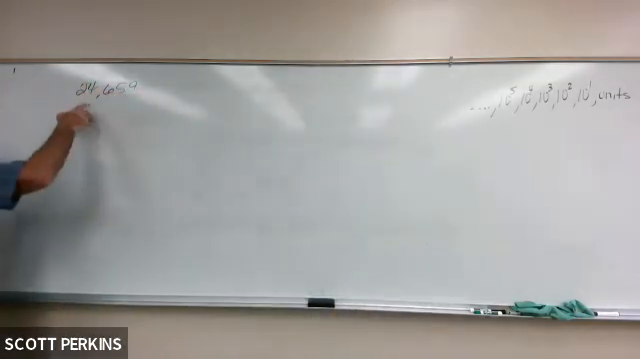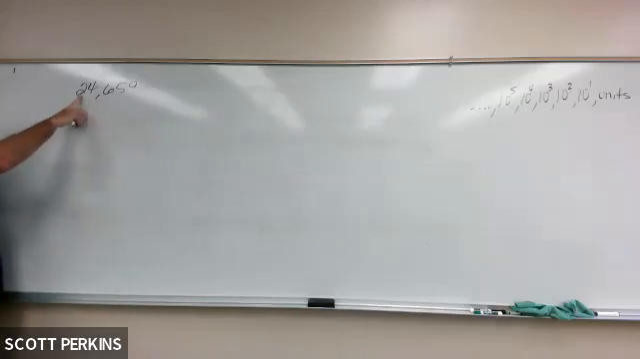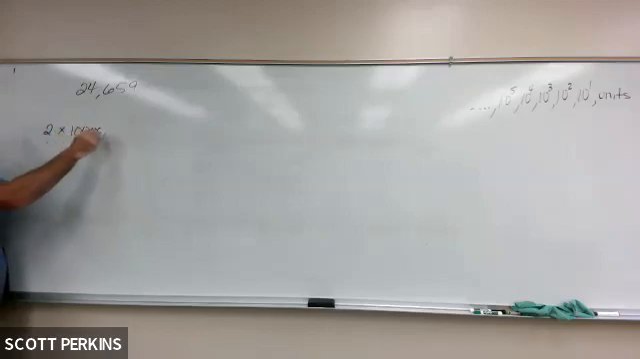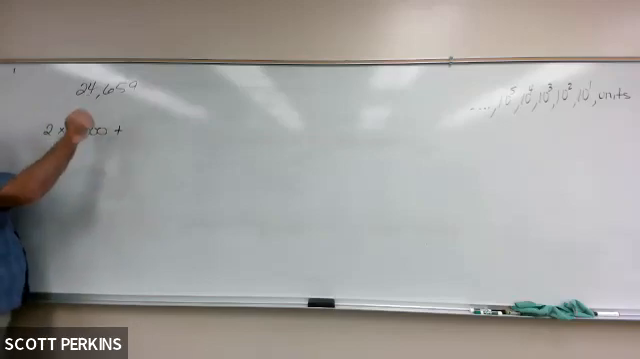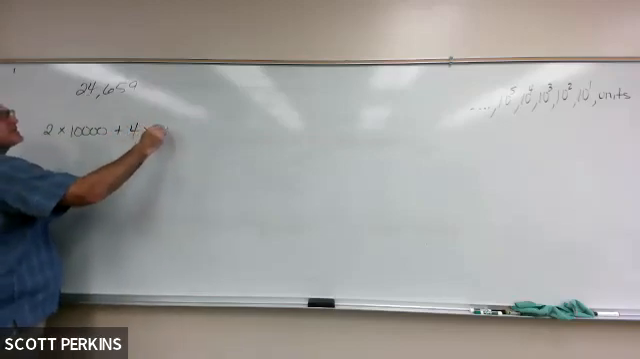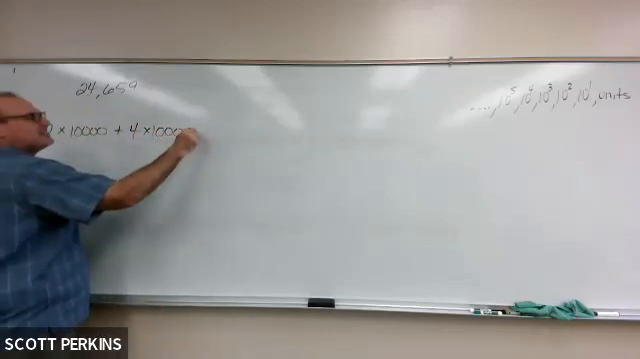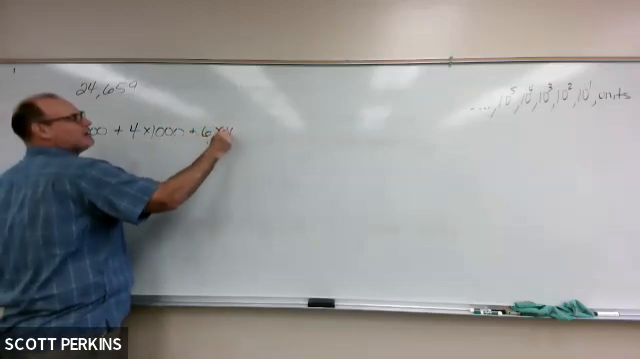So here's what I've got. I've got 20,000. So what I've got is 2 times 10,000, plus, then I've got 4,000. So I've got 4 times 1,000. Then I've got 600. So I've got 6 times 100.